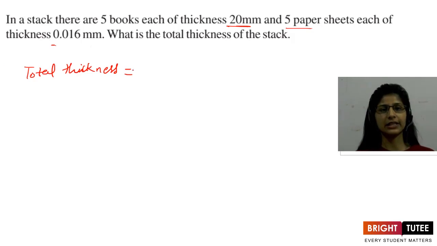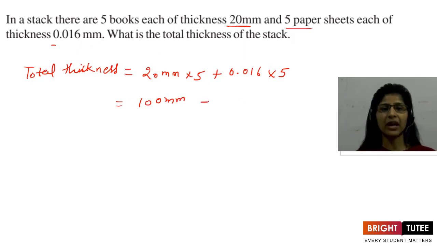total thickness is equal to, just to see, 20 mm is the thickness for one book. For 5 books it will be 20 mm into 5 plus 0.016. This is the thickness for one sheet of paper. For 5 paper sheets it will be multiplied with 5. So we have 100 mm plus, multiply it with this, we have 16 upon how many zeros? 3. 10 to the power 3 into 5.